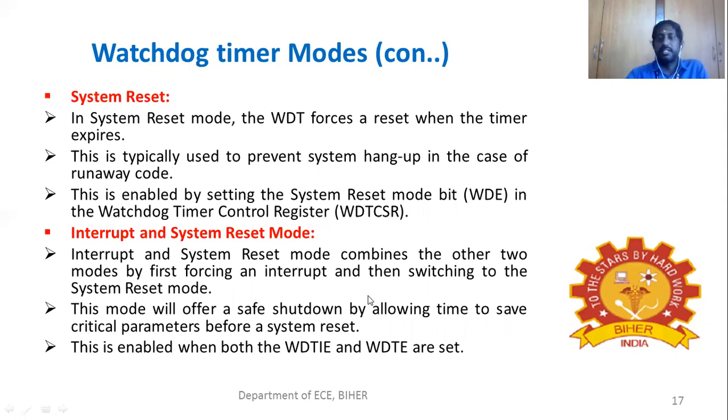By allowing time to save critical parameters before a system reset, all values are saved in the memory before system shutdown. So this is known as a safest shutdown operation. This is enabled when both the interrupt enable bits are set, so it is purely dependent upon the interrupt enable bits.